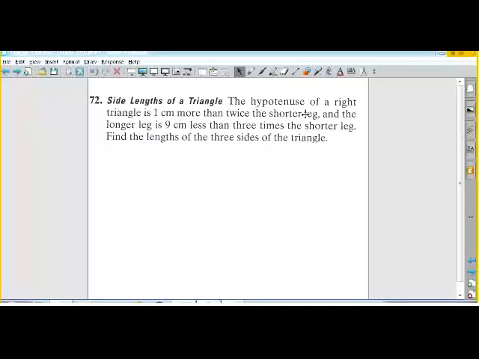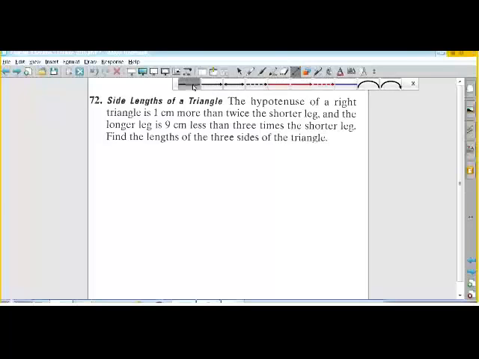So it says the hypotenuse of a right triangle is 1 centimeter more than twice the shorter leg, and the longer leg is 9 centimeters less than 3 times the shorter leg. Find the lengths of the 3 sides of the triangle. This is just a way of using the Pythagorean theorem to create an equation that you solve for an unknown. I wouldn't put something like this on the test because it takes a little thinking. I'm just going to demonstrate how this works.